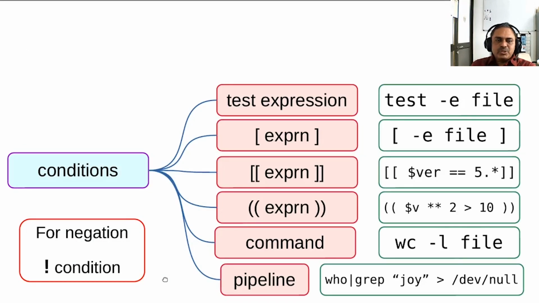Now the conditions that are used in the if loop are very many, and they are very rich in features. The simplest one would be to test the expression for the truth value by using the keyword test itself. And so for example, whether the file exists or not, test -e file would give you true if the file exists in the current directory where the shell script has been launched, and if it doesn't exist, then it would return false. The test expressions can also be used with the single square brackets. So the same test -e file could also be written as -e file within the square brackets.